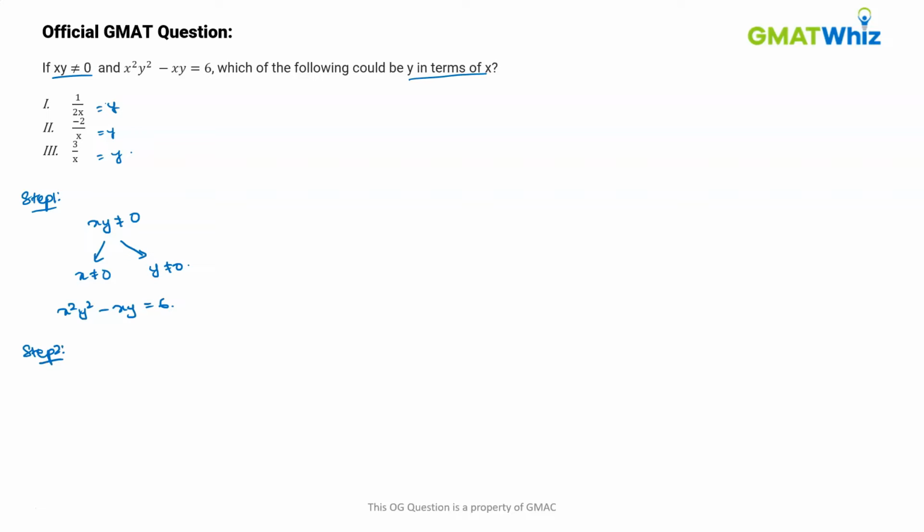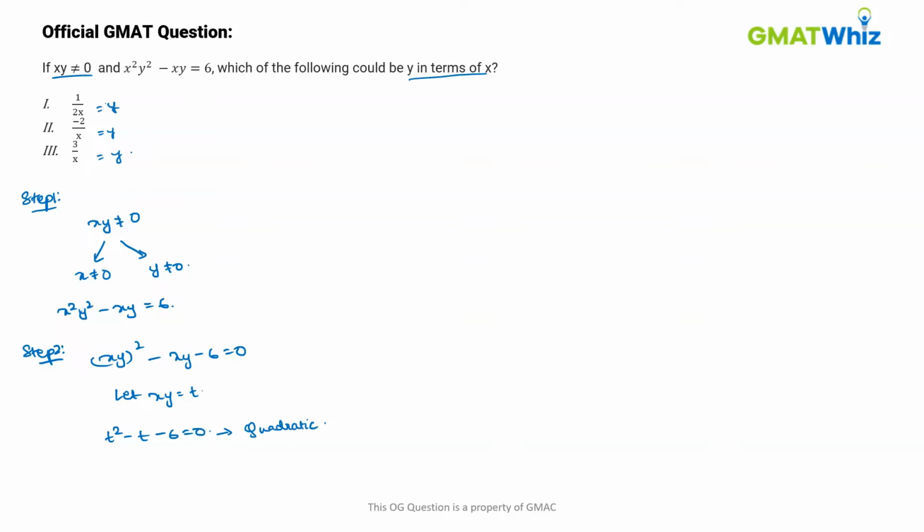If we look at the equation and rewrite it as x squared y squared minus xy minus 6 equals 0, we can take the variable xy as t, and then this equation reduces to t squared minus t minus 6 equals 0. Now notice that this is a quadratic equation in t.